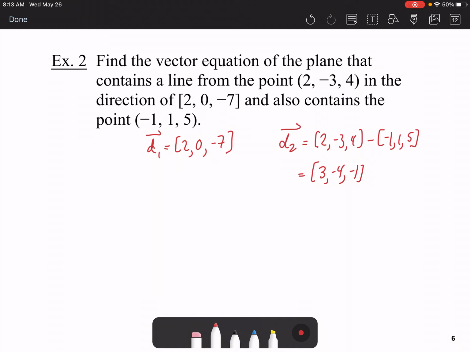Okay, as you can see, this second directional vector does not match the first directional vector. So because we want the vector equation, all we need is a point. So choose any of the starting points. Add a scalar multiple of the first directional vector plus a scalar multiple of the second directional vector.